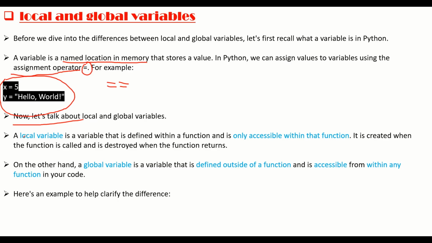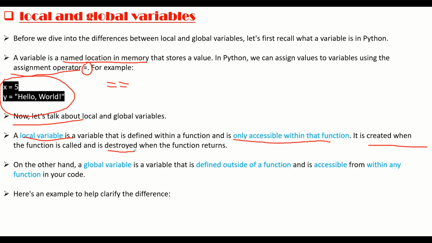A local variable is a variable that is defined within a function and is only accessible within that function. It is created when the function is called and is destroyed when the function returns. So it is only accessible within the function, and it is created when the function is called and destroyed when the function returns.